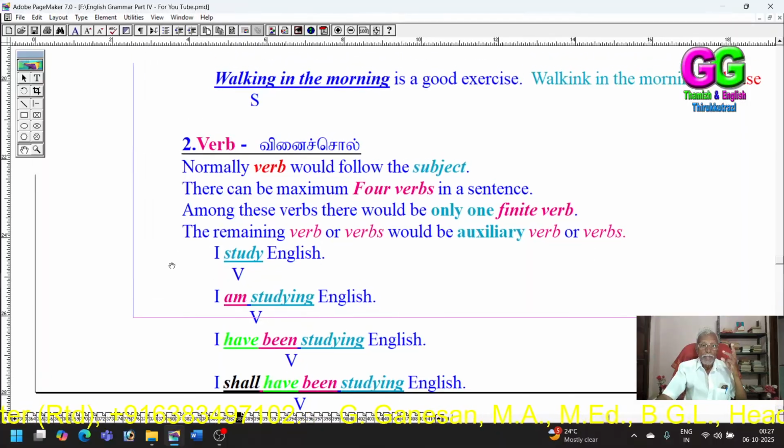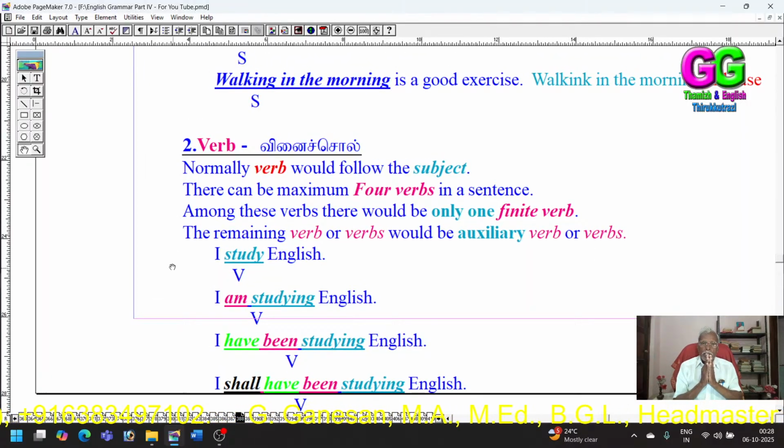So, my dear children, in an English sentence, minimum one verb, maximum four verbs can be used. Whatever it is, if there is only one verb, it should be a finite verb. If there is more than one, one verb should be the finite verb. The remaining verbs should be auxiliary verbs.